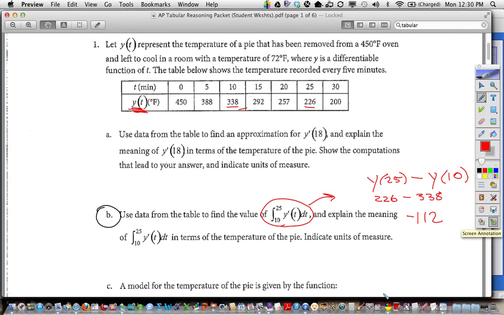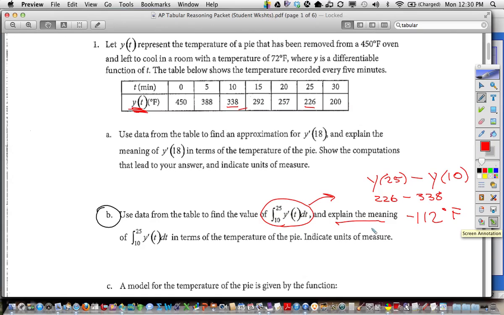Now, what are the units on it? Just degrees Fahrenheit, right? It's not degrees per minute, because it's just y. I mean, y of 25, this is just degrees minus degrees, right? So this is just degrees Fahrenheit. Now, what does it mean? Yeah, the temperature of the pie went down 112 degrees from 10 minutes to 25 minutes.